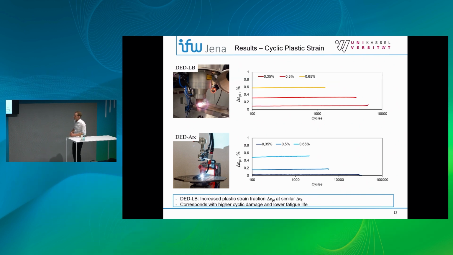This can be also seen here. Here we plotted the total plastic strain versus the number of cycles. And this is also consistent with the previous results, as you see that at a certain total strain amplitude, the plastic strain amplitude for the DAD LB material is significantly higher, and so the lower fatigue life at all strain amplitudes can be explained.